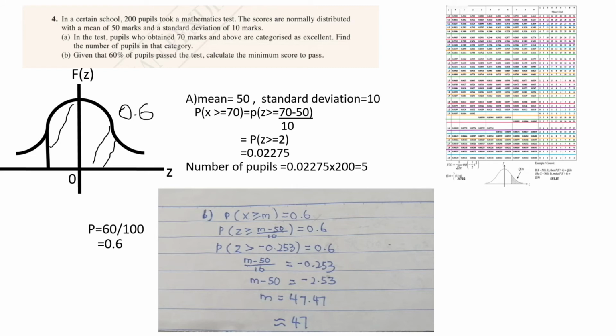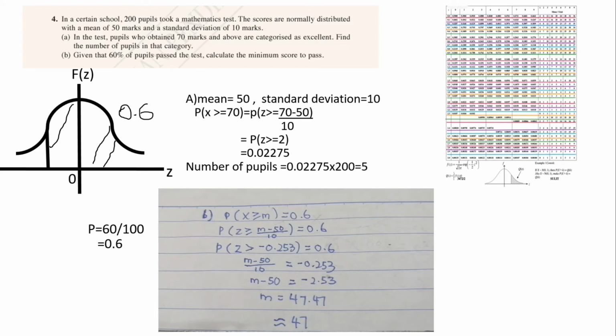The final answer of the probability is 0.02275. Then use 0.02275 times 200 equal 5. Given that 60% of pupils pass the test, calculate the minimum score to pass. Find the probability X more than m equal 0.6. Then (m - 50) over 10 equal 0.6.